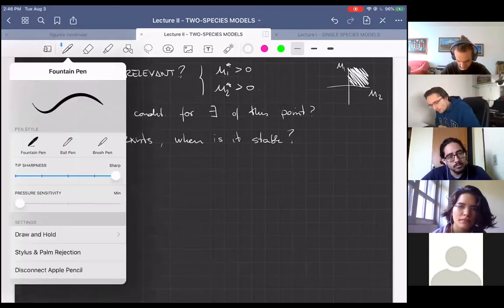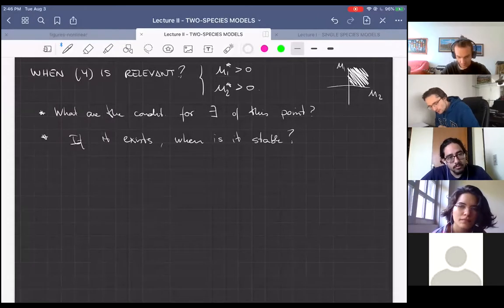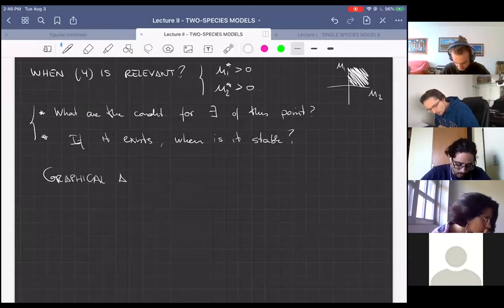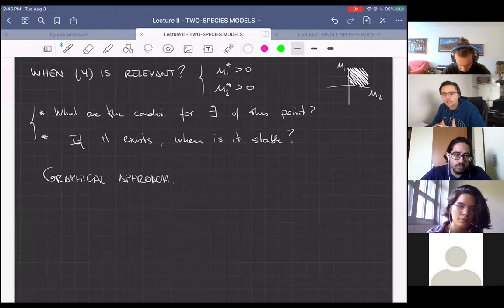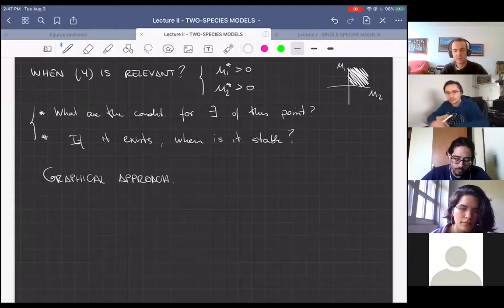So the approach we're going to use to answer these two questions is the graphical approach we started yesterday, because we are going to see that it is very powerful. It's going to give us a lot of information, skipping a lot of the calculations behind all these systems. And then we are going to formalize it as we did yesterday with the linear stability analysis, and we are going to see how that extends to 2 dimensions.